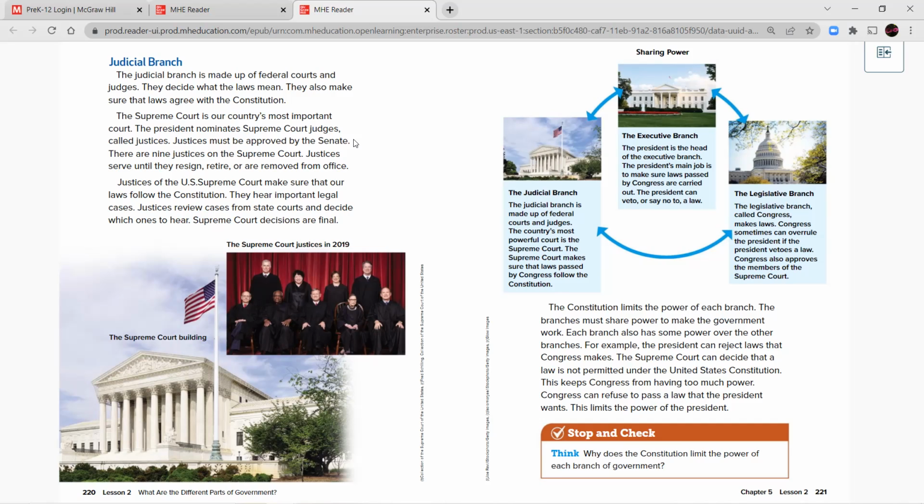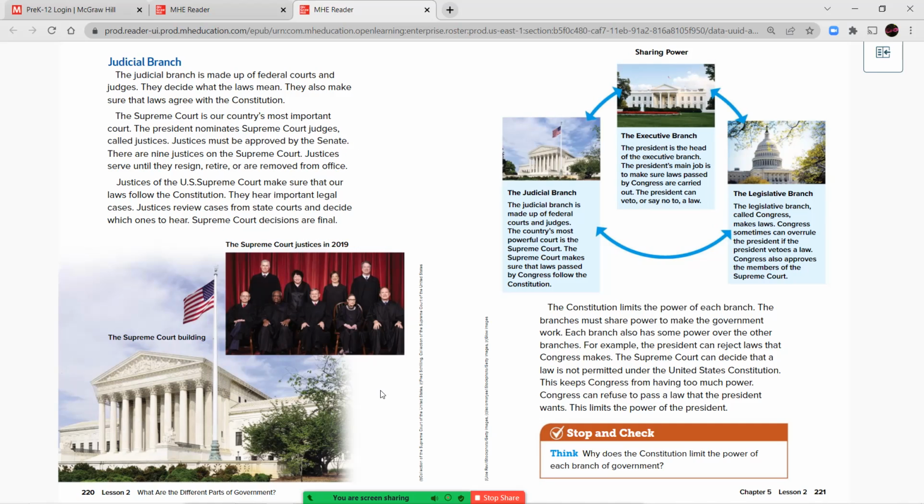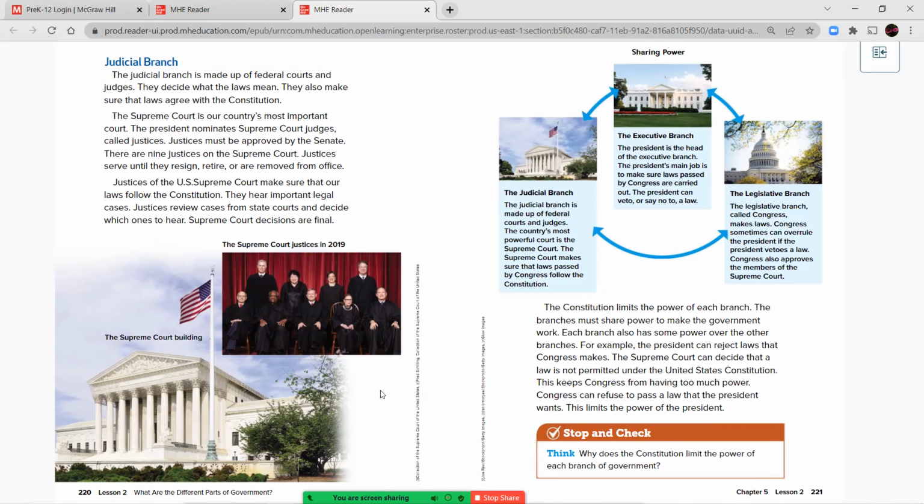Justices serve until they resign, retire, or are removed from office. Justices of the U.S. Supreme Court make sure that our laws follow the Constitution. They hear important legal cases. Justices review cases from the state courts and decide which ones to hear. Supreme Court decisions are final. Here we have a picture of the Supreme Court building and the Supreme Court justices in 2019. Now, not all of these are still here. Unfortunately, some of them have been replaced.